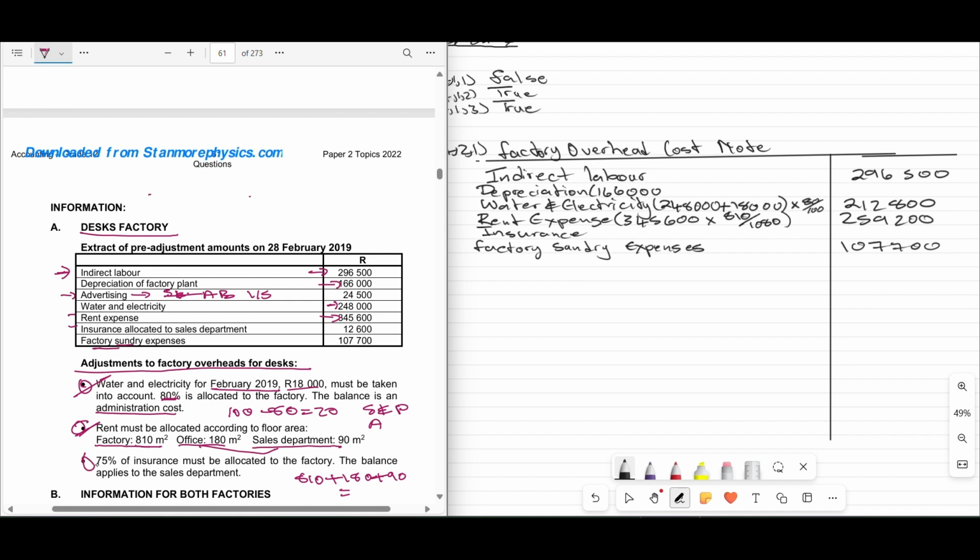We go to the third one. They are saying 75% of insurance must be allocated to the factory. The balance applies to the sales. So they are telling us 75% must go to the factory. So insurance is 12,600, and in this 12,600, we must allocate 75% to the factory. If you check, 75% of insurance must be allocated to the factory. The balance applies to the sales department.